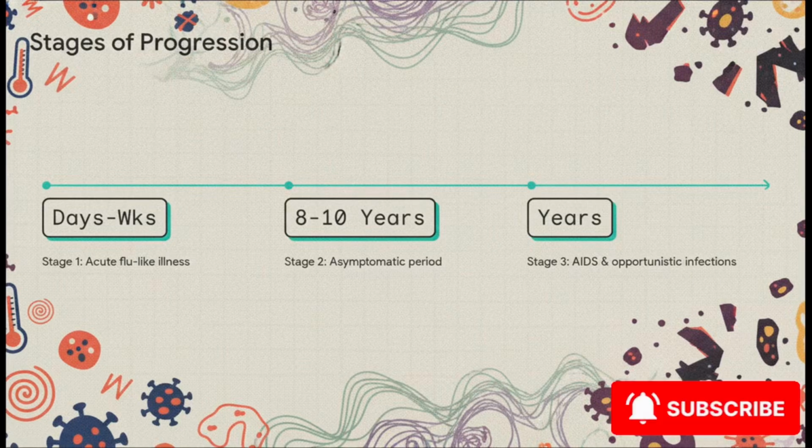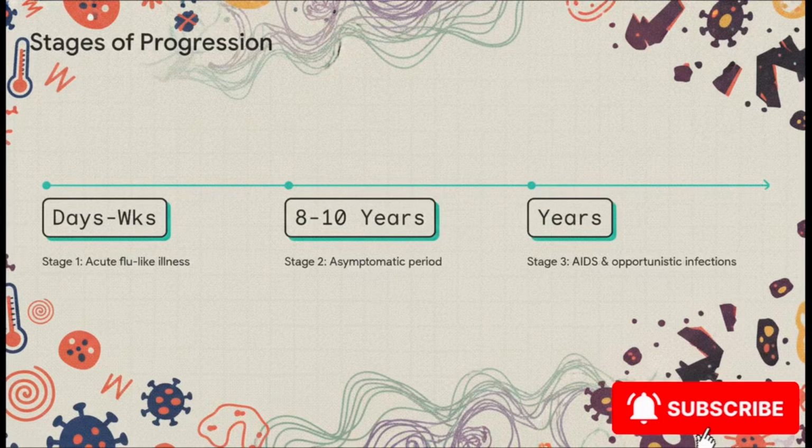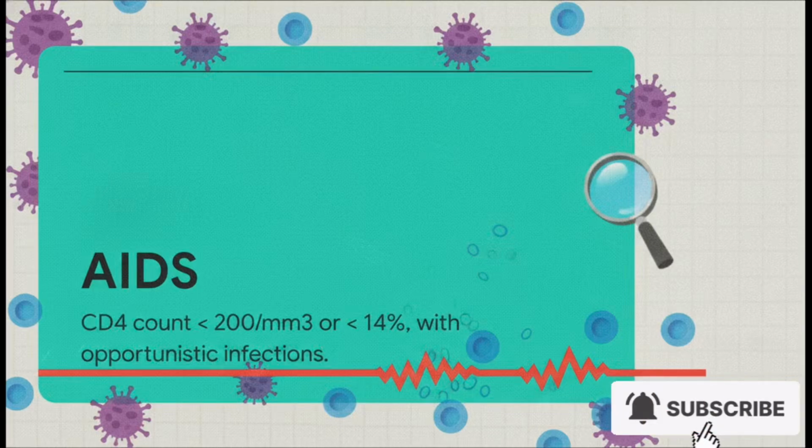Think about the real-world impact of that for a second. The virus is actively replicating inside, but a patient might feel completely fine for a full decade, potentially spreading it without even knowing, before eventually progressing to Stage 3. This right here is exactly why widespread routine screening is so incredibly vital. And that brings us to Stage 3, acquired immunodeficiency syndrome, or AIDS.